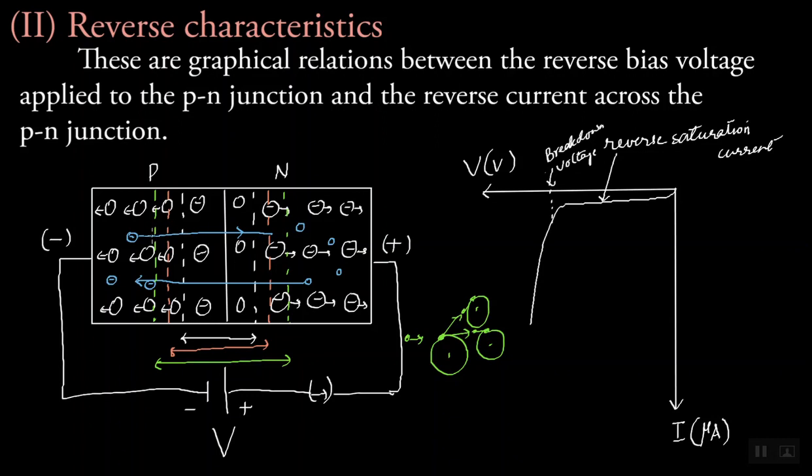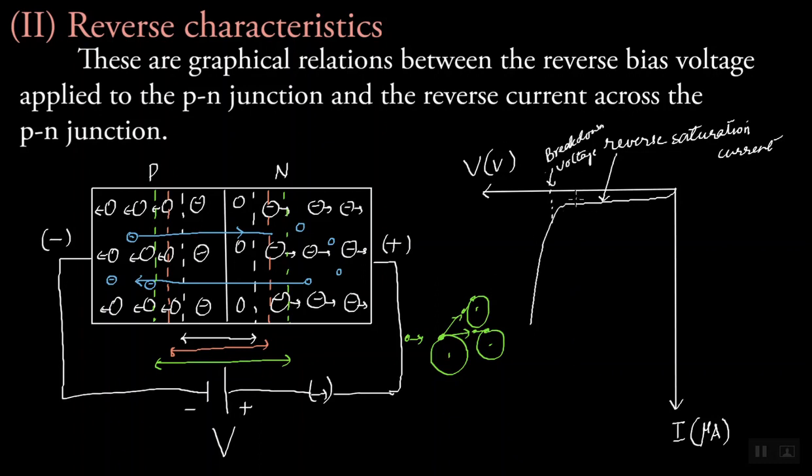So as they are moving very fast, they go and strike the electrons of the atoms of this crystal. And those electrons themselves go and strike other electrons of other atoms. In this way, a large number of charges is released, and due to the large number of charges, the current now will increase very largely. It will increase abruptly. So this voltage at which there is a sudden rise in the current is known as the breakdown voltage.